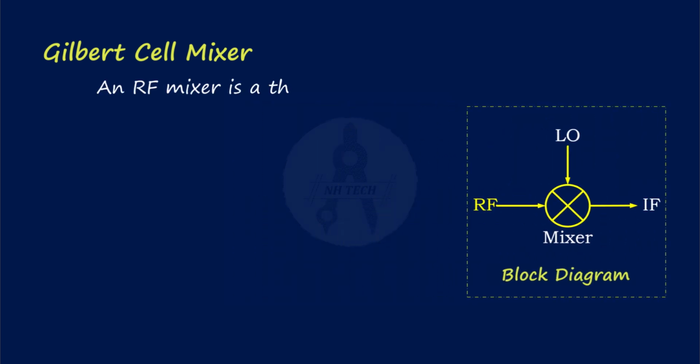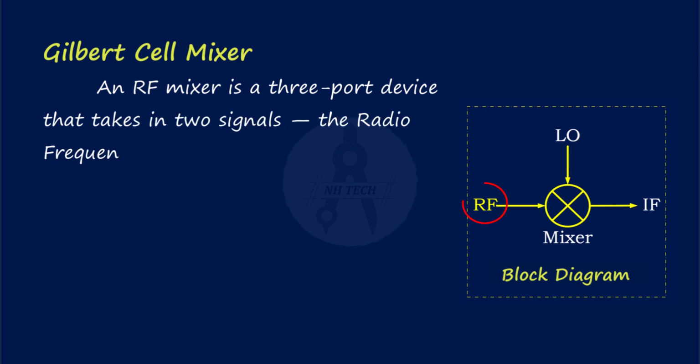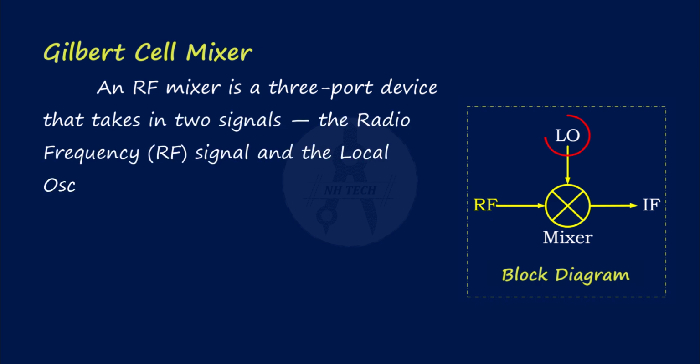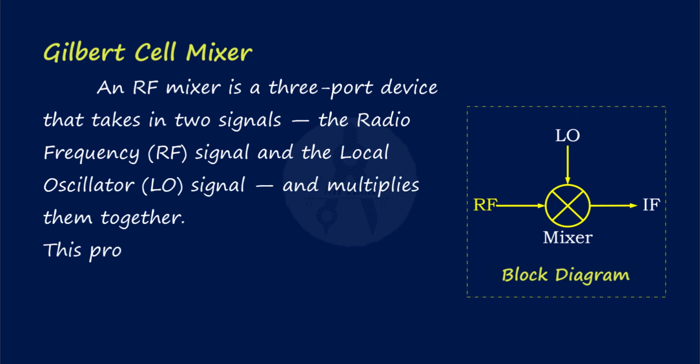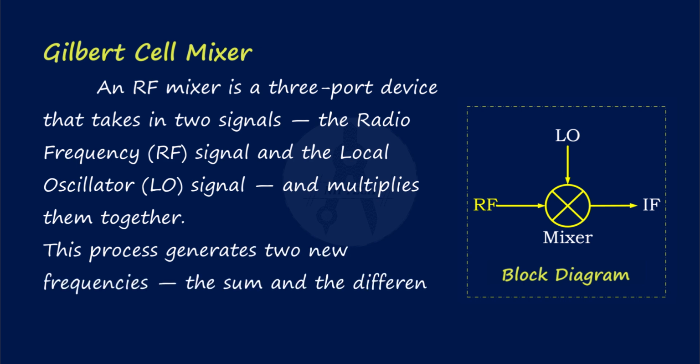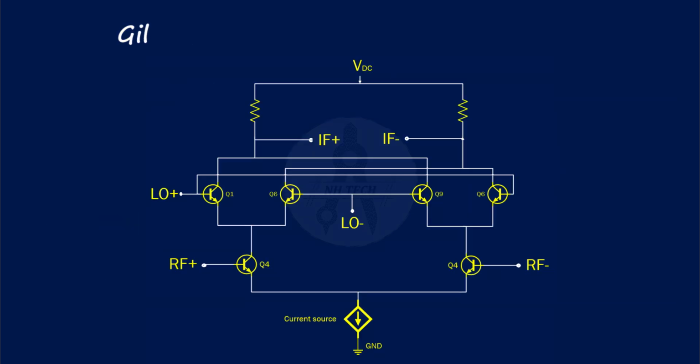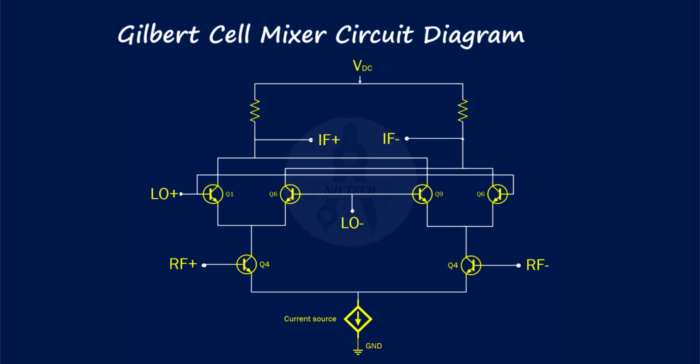An RF mixer is a 3-port device that takes in 2 signals, the radio frequency signal and the local oscillator, and multiplies them together. This process generates 2 new frequencies, the sum and the difference of the inputs, giving us the desired intermediate frequency.